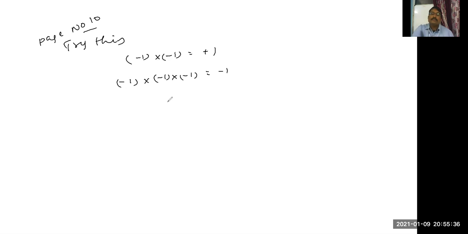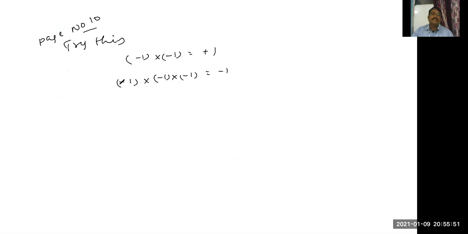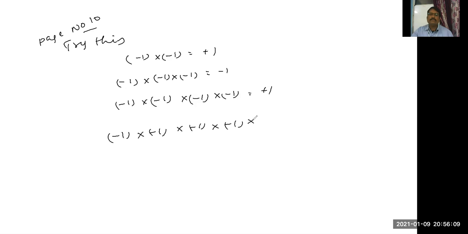As already on the previous whiteboard, three negative integers we get negative, four negative integers we get positive, five negative integers we get negative. That's it. Next, minus 1 into minus 1 into minus 1 into minus 1 is plus 1. Minus 1 into minus 1 into minus 1 into minus 1 into minus 1, how much do we get? Minus 1.